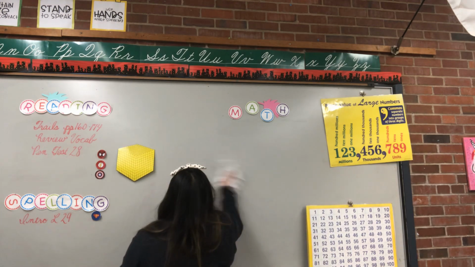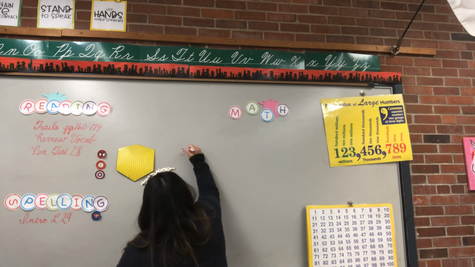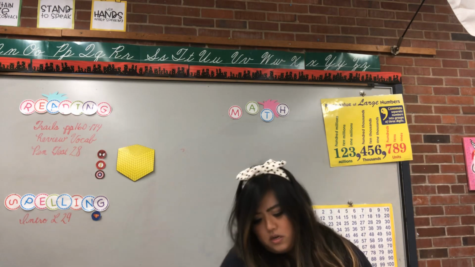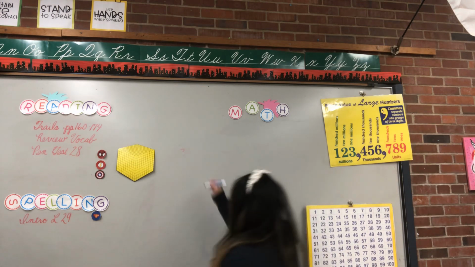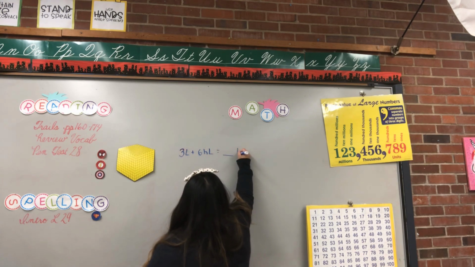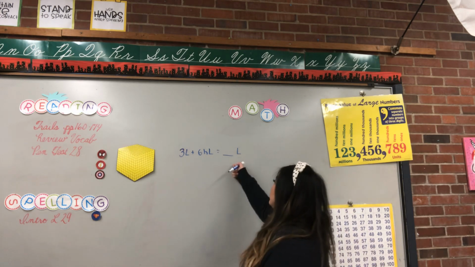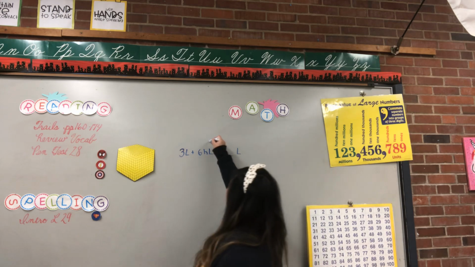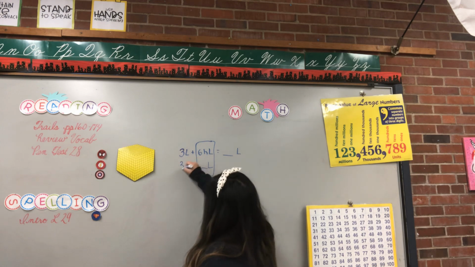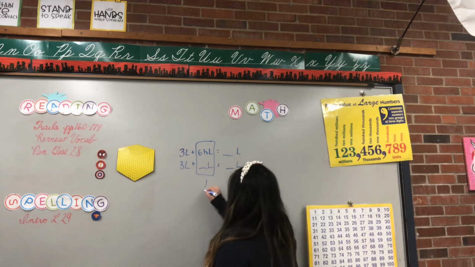Next, 3 liters. This one's a hard marker for some reason. It's not working. Okay, 3 liters plus 6 hectoliters equals blank liters. The first thing we say is, what are we looking for? We are looking for liters. So we capture anything that's not a liter. Hectoliters. And we convert it to liters, remember? So we're doing 3 liters, we already did that, plus blank liters equals blank liters. Uno, dos, tres.